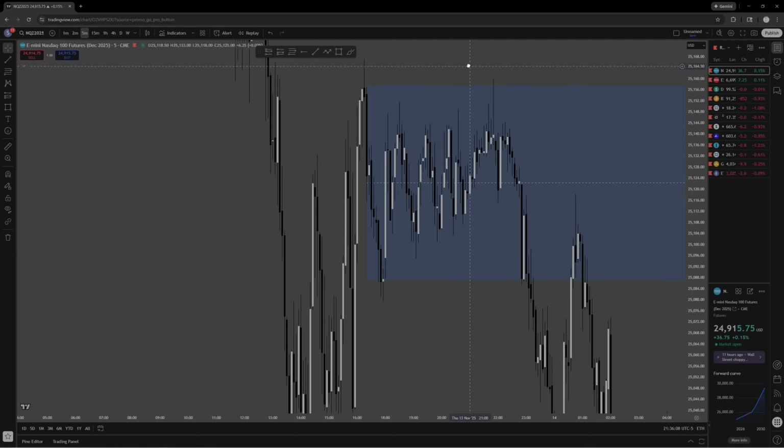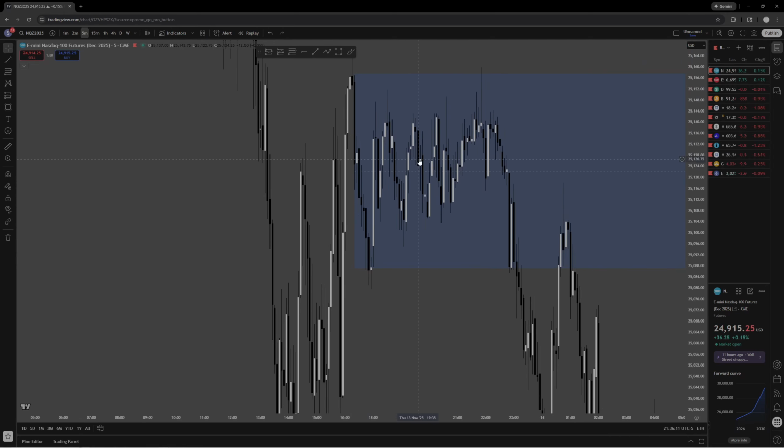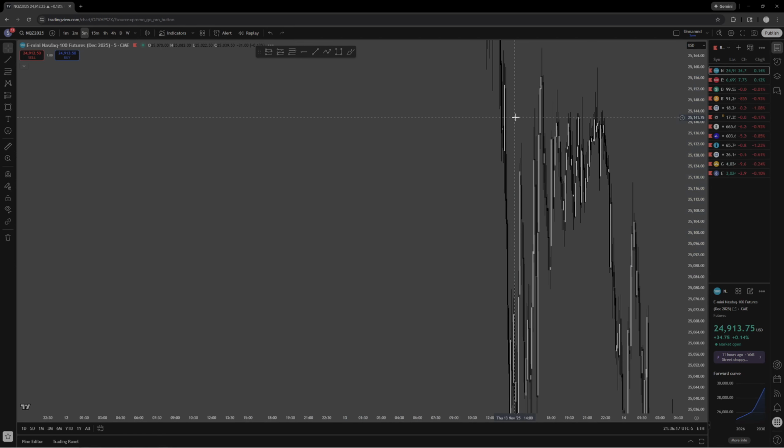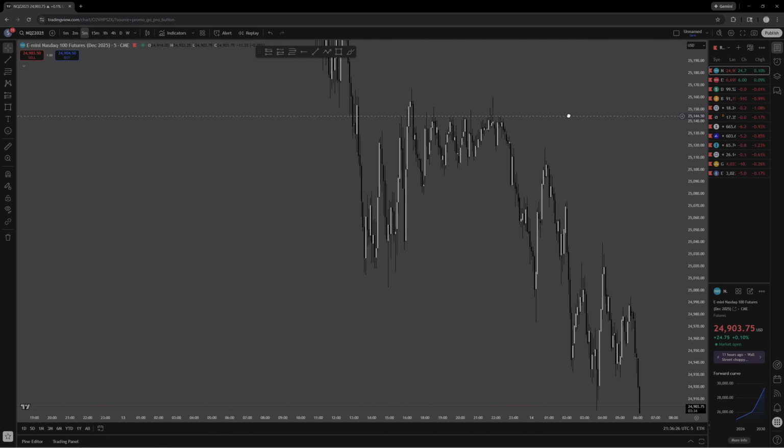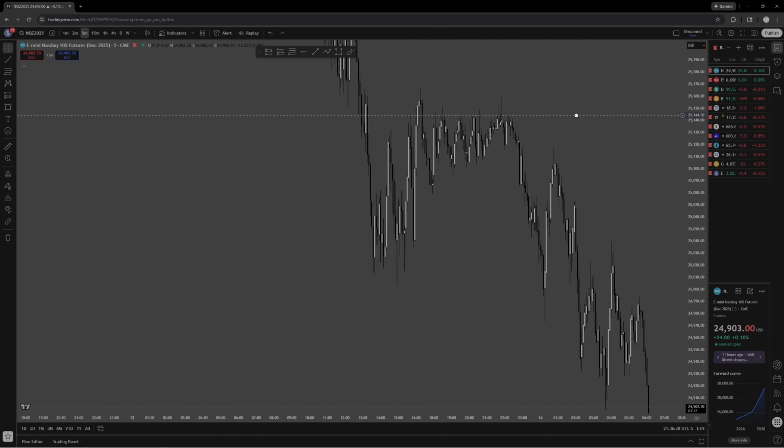And a lot of people in the trading space will call this barcode price action or chop, and they're referring to this. It's essentially moving sideways, and we're not really making higher highs or higher lows, or lower lows or lower highs.